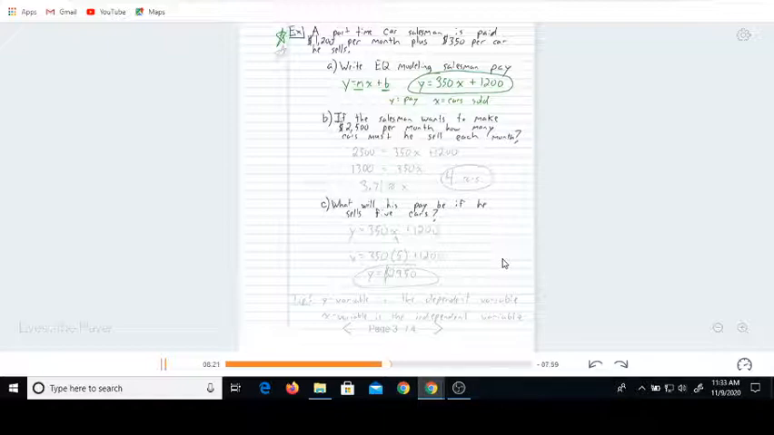Alright, so if the salesman wants to make $2,500 per month, how many cars must he sell each month? Well, this is where we have to make sure we know what our variables represent. We know the y variable represents his pay, so we set the y value to $2,500, and we solve accordingly. So we'll simply subtract 1,200.